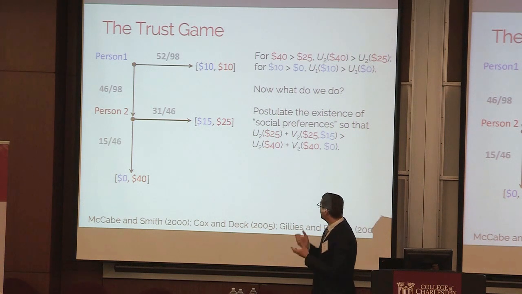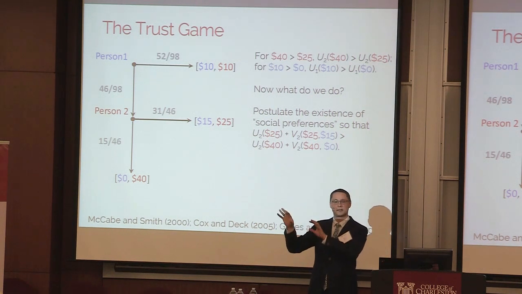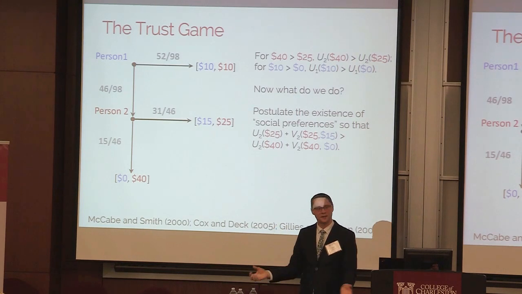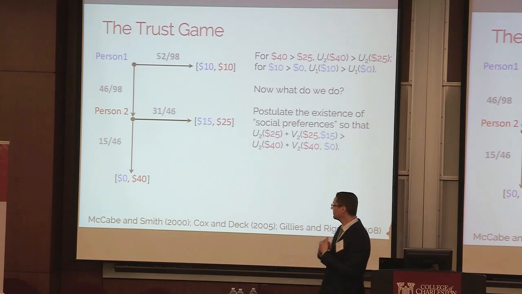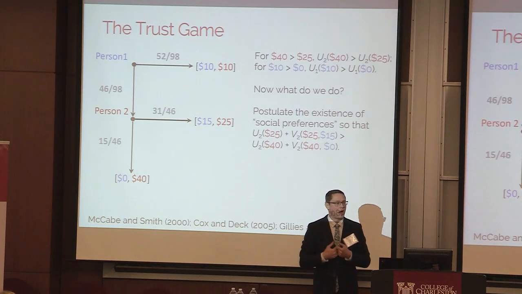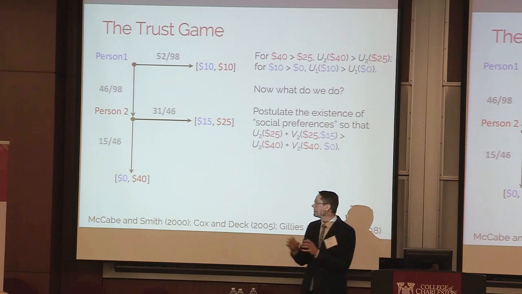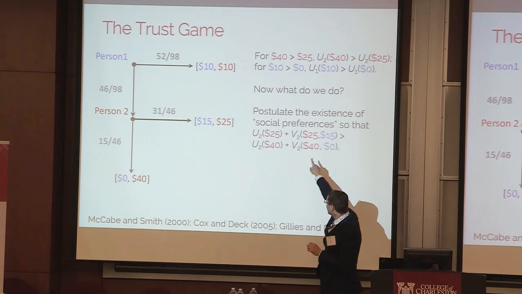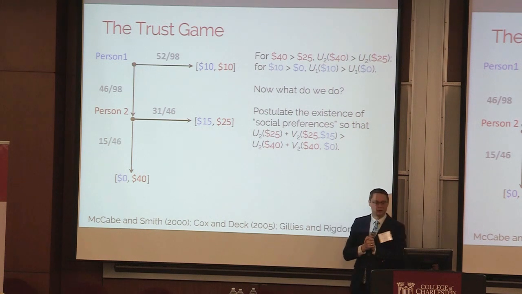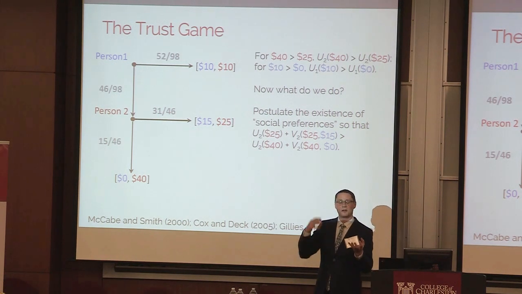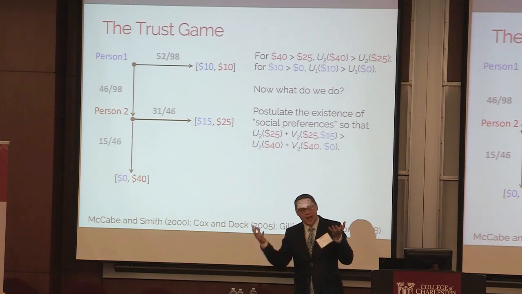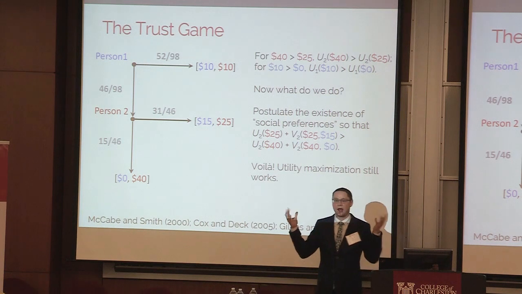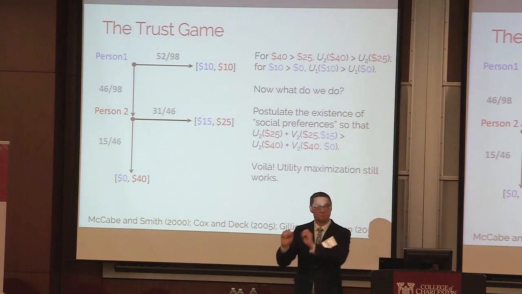Well, we say, oh, they have some social preferences for this other person. It's not just about them. They're worried about the other person. It's reciprocity: I want to do something for them because they've done something for me. Or it's inequality aversion: I don't like the fact that it's 40 and 0. I'd rather have 15 and 25. And we create that new utility function, called V2, such that $25 and $15 is preferred to $40 and 0. With that, we can say, voila, utility maximization still works, people are still doing it.